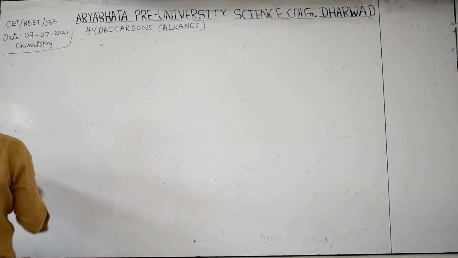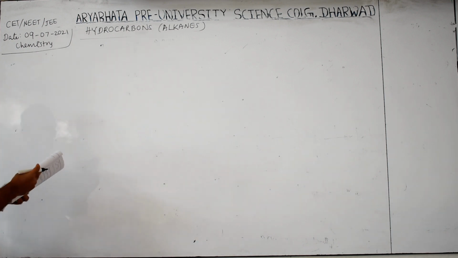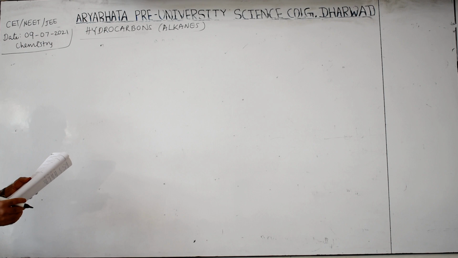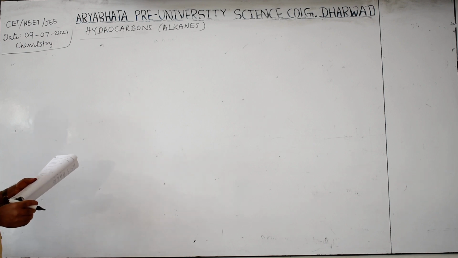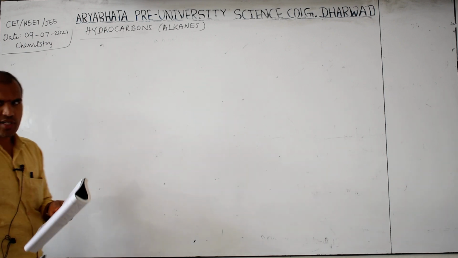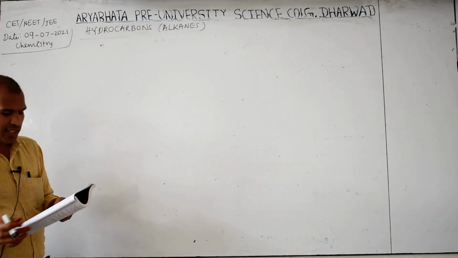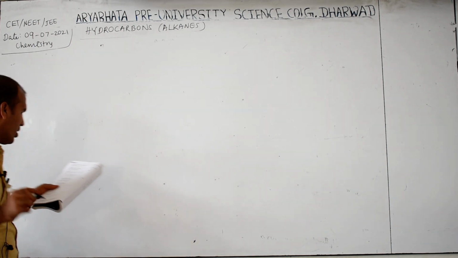Next, 23. How many isomer will be formed when 2,3-dimethyl butane react with the SO2Cl2? This is second year concept. This question I want to remove because we will get in the second year. So leave this, only 23. Next, 24.